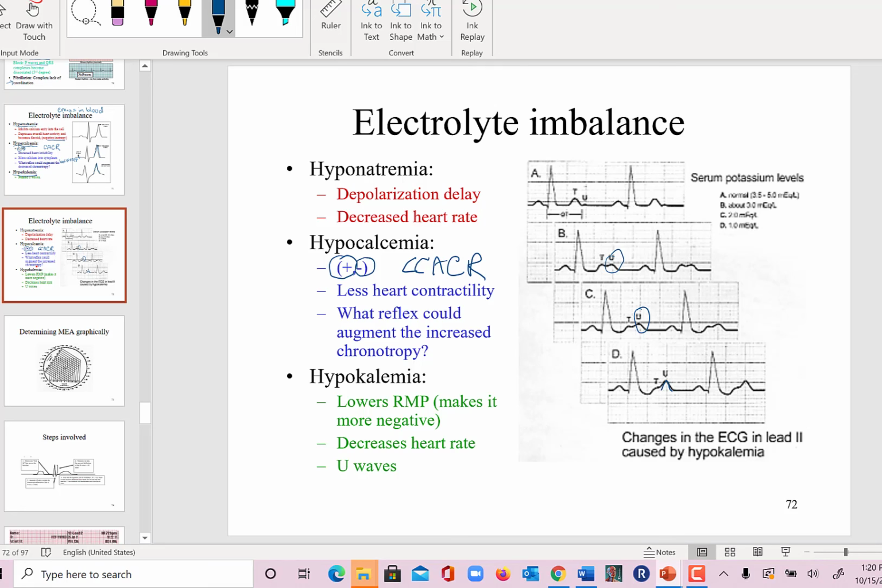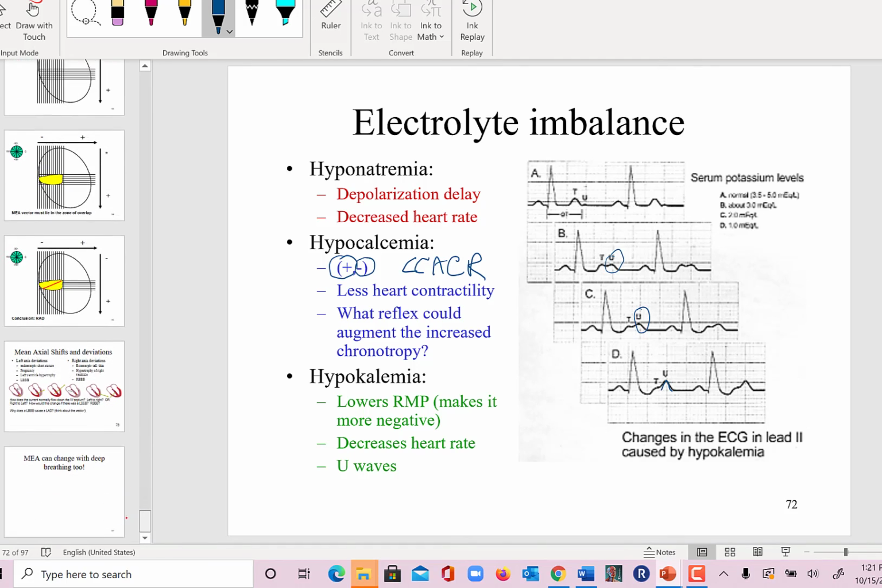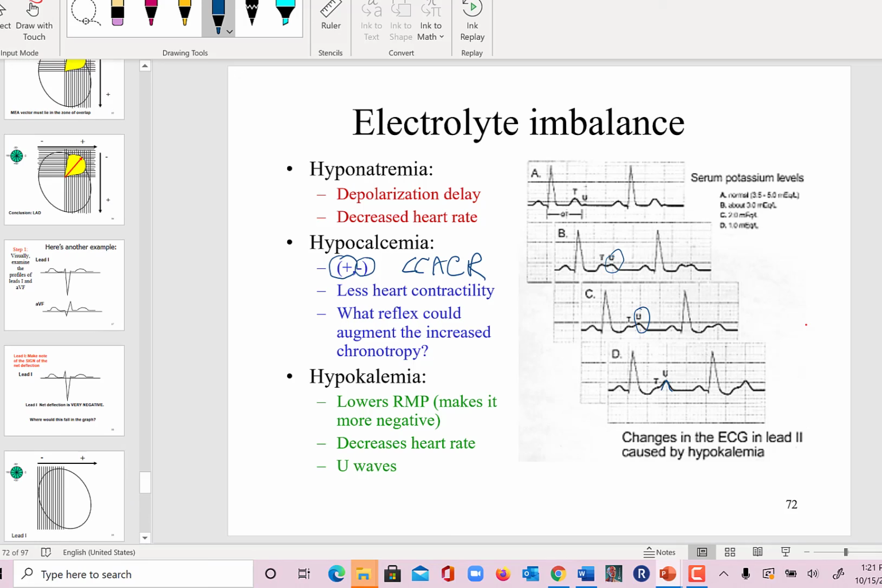So U waves for hypokalemia, a reduced heart rate, negative chronotropy, and a U wave. Well, that concludes part B for our EKG analysis. There will be one more video that deals with calculating mean electrical axis.